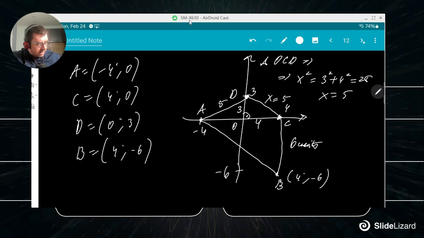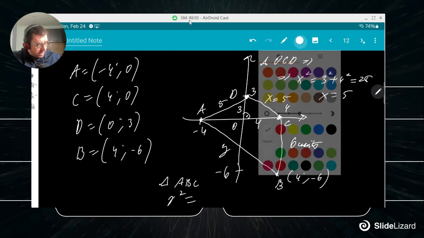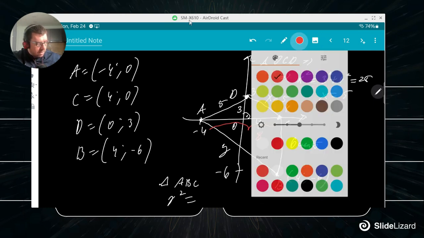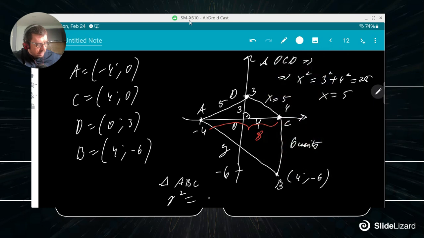And in triangle ABC, if this is y, y squared is, this whole thing will be 8. From minus 4 to 4, there are 8 units of measurement. So y squared will be 8 squared plus 6 squared, which is 64 plus 36, which is 100. Y equals 10. So this is 10.